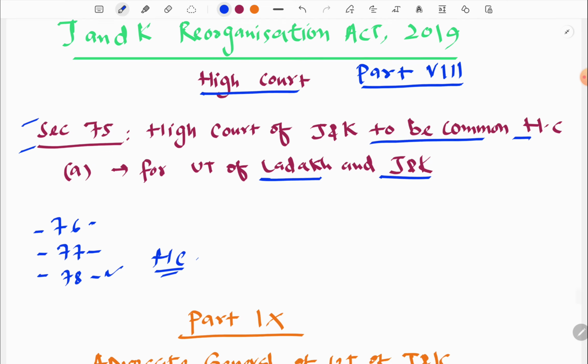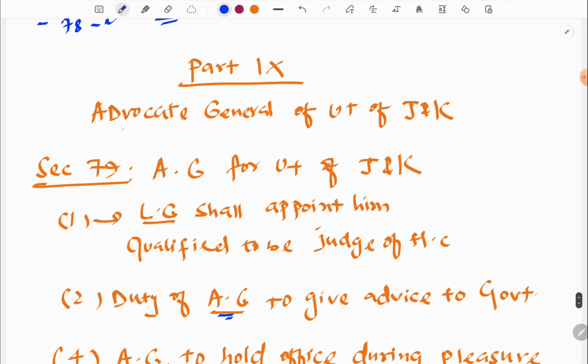Moving to part 9, which deals with the Advocate General of the Union Territory of Jammu and Kashmir. A very important section, section 79, says that the Advocate General has to be appointed by the Lieutenant Governor, whose eligibility has to be equivalent to that of a judge of a high court. What is the qualification of a judge of a high court? A person qualified to be a judge of a high court shall be qualified to be Advocate General of the UT.